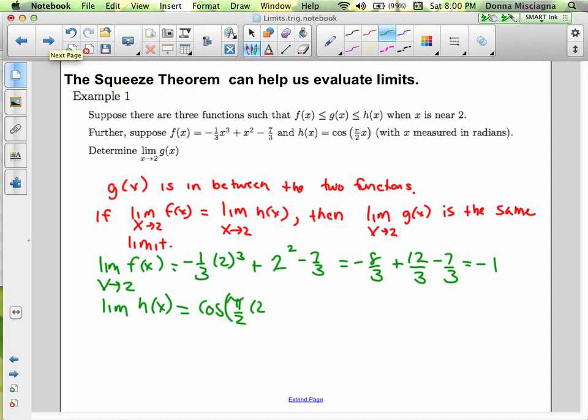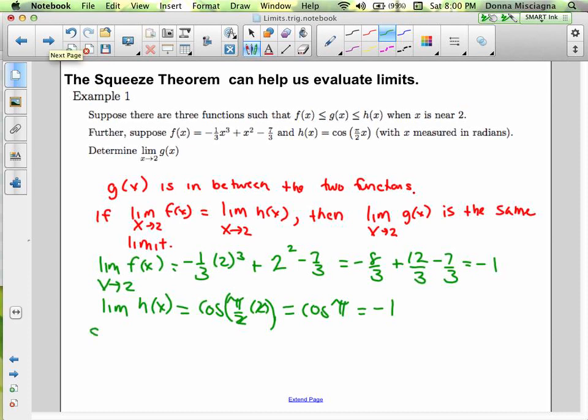Well, I'm feeling a lot better about that because I didn't know what I was going to do with just a 2 in front, because cosine pi halves is 0. However, cosine of pi halves times 2, all in the parentheses, these 2's would cancel. That's the same as cosine pi, which is negative 1. So now we have the same limit. All right? So now we can justify using the sandwich theorem.